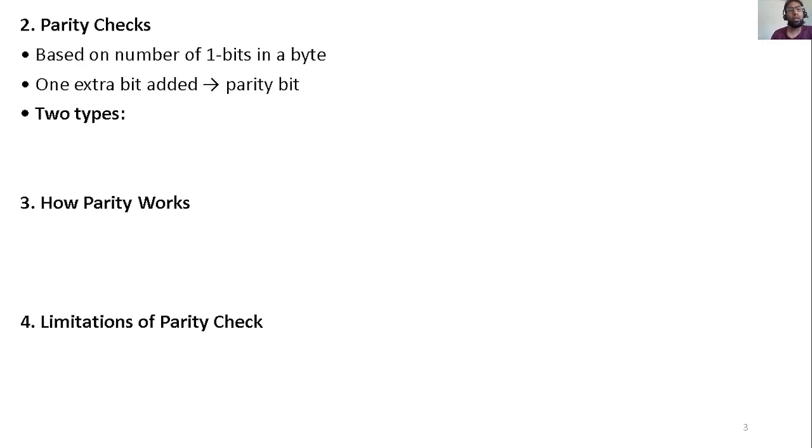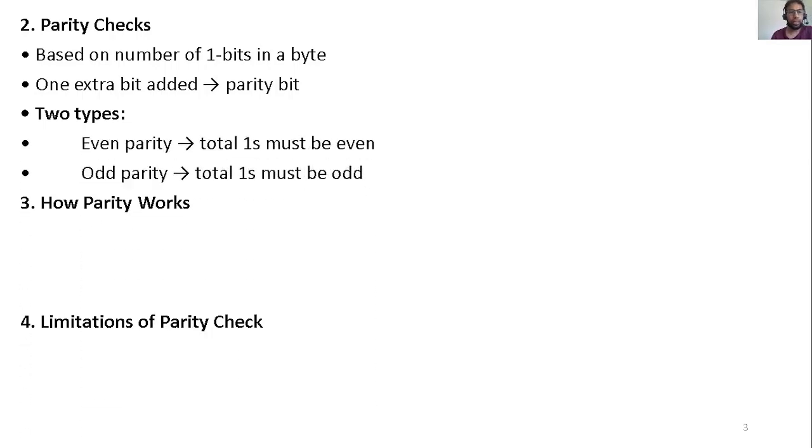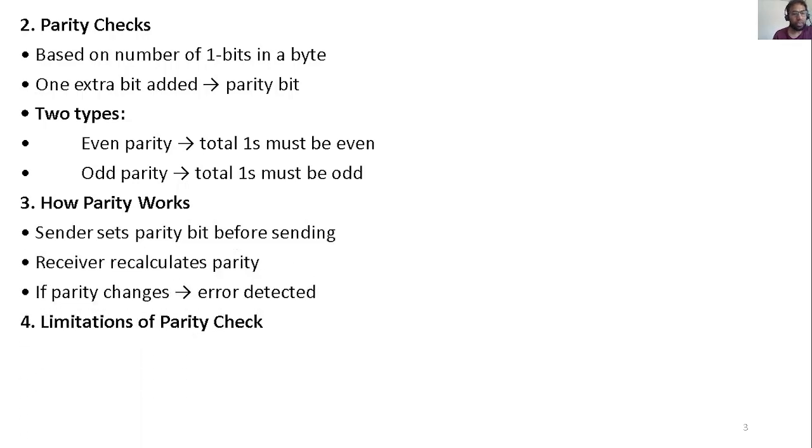It is based on the number of one bits. One extra bit is added. That is called a parity bit. It could be 0 or it could be 1, depending on the need. There are two types of it. Even parity, total ones must be even. Odd parity means the total number of ones must be odd. We will see the example, then we'll understand it more clearly.